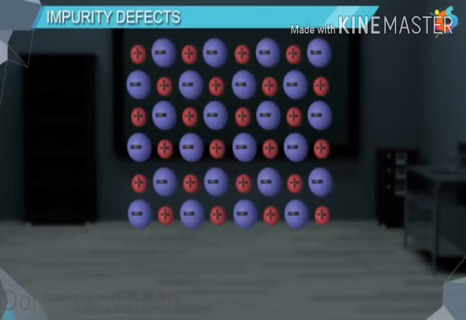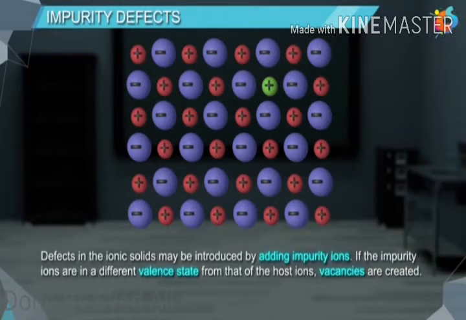Third defect name is impurity defects. So far, we have discussed point defects, where there are no foreign atoms. Foreign atoms can occupy interstitial sites or lattice sites in crystalline solids. Defects in ionic solids may be introduced by adding impurity ions. If the impurity ions are in a different valence state from that of the host ion, vacancies are created.